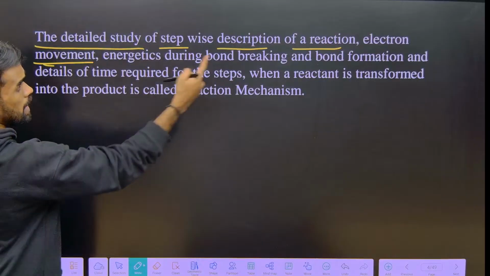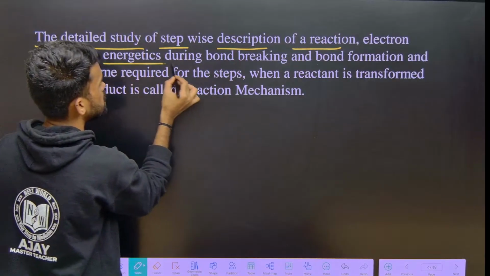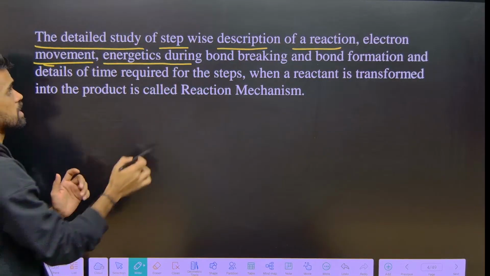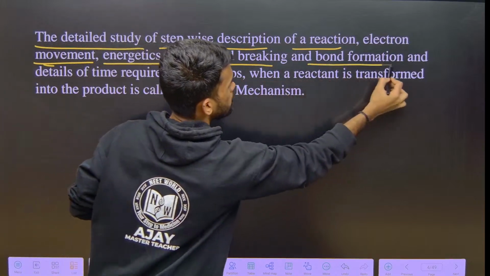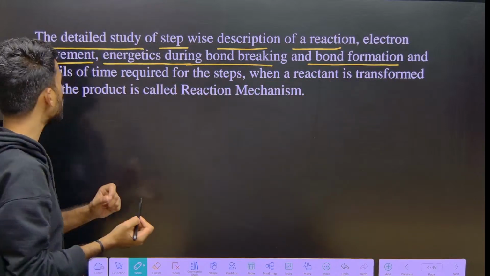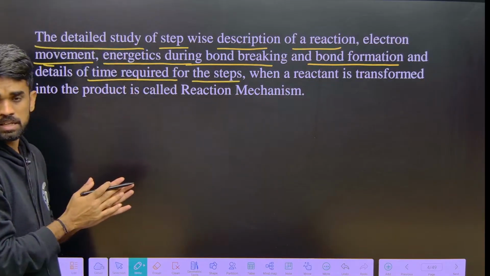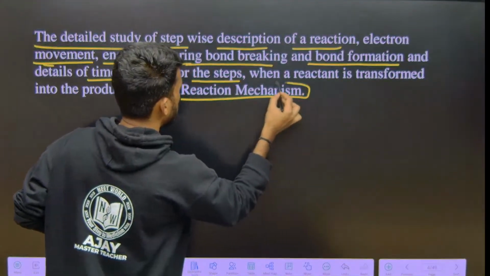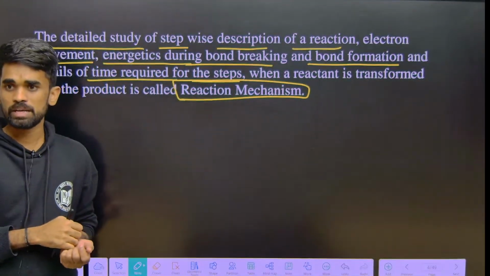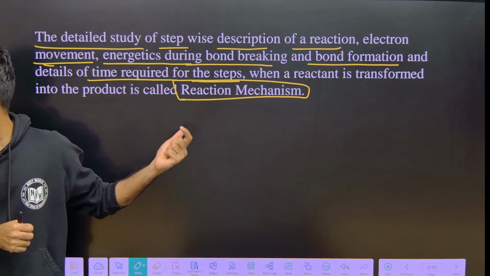So that is electron movement and energetics. What are the energy changes during bond breaking and bond formation? And the details of time required for these steps. All of these things come under reaction mechanism. We will be studying it as a reaction mechanism.